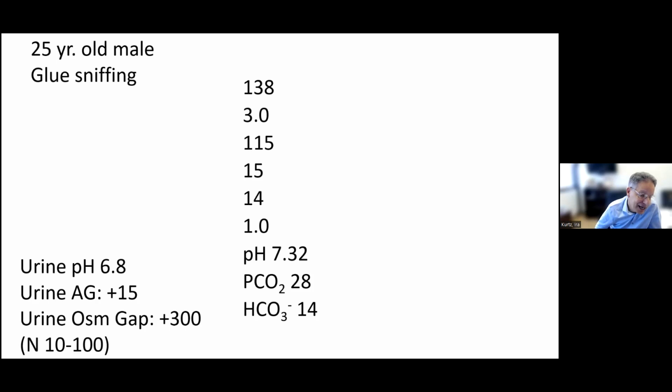The urine anion gap's positive here. Normally it's negative. We would normally interpret that as little ammonia in the urine. However, when we look at the urine osmolar gap, which is a better reflection of the urine ammonia, it's 300. Remember, you divide that by 2 to get the ammonia concentration. Simplistically, it would be around 150. So that's a pretty elevated urine ammonia concentration, and yet the anion gap's positive. So that's confusing.